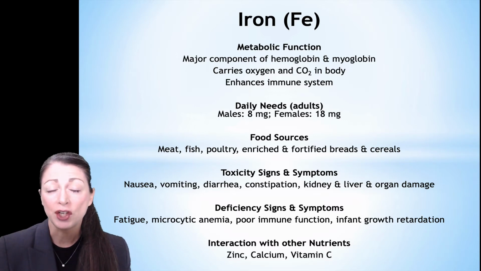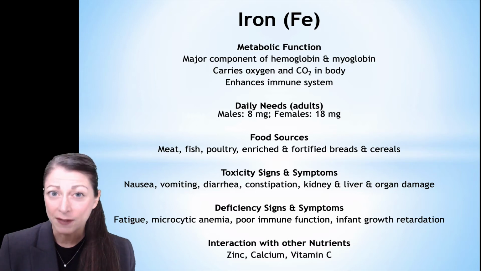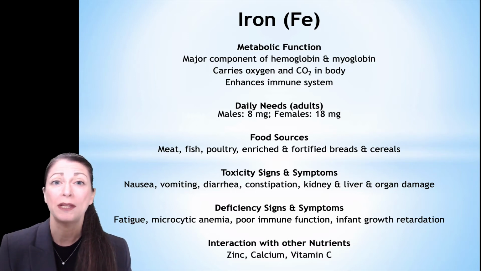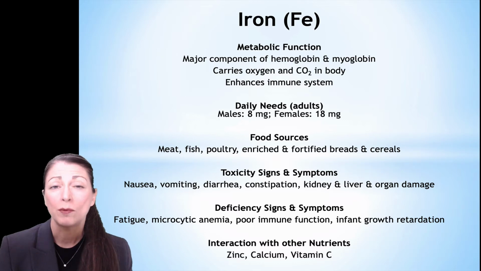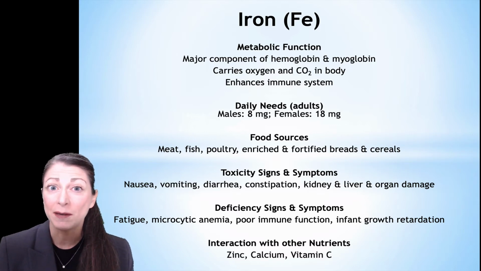If you are deficient in iron, one of the first signs is fatigue. You may see shortness of breath. You may be diagnosed with microcytic anemia. You could have a poorly functioning immune system. And in infants, we see that they are growing more slowly than would be expected. With adults, one of the first indicators that someone may have an iron deficiency would be fatigue, shortness of breath. Those are related to the inability to carry as much oxygen as is needed to all of the cells of the body.